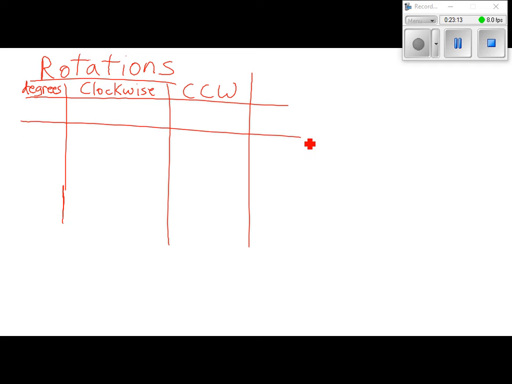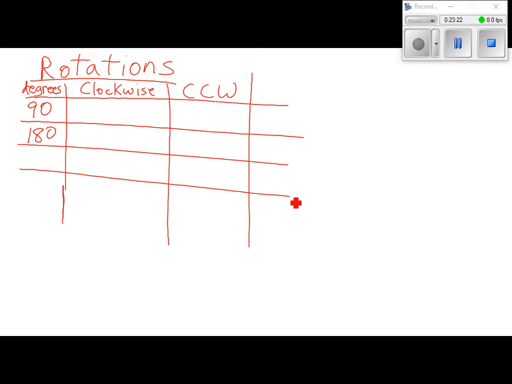What angles are we going to turn things at? 90 degrees, 180, 270, 360. Now I'm going to do this very first thing. I'm not writing down anything for 360. What happens when you turn something 360? It ends up the exact same spot. Can we just not put 360? You don't have to write it down if you don't want.